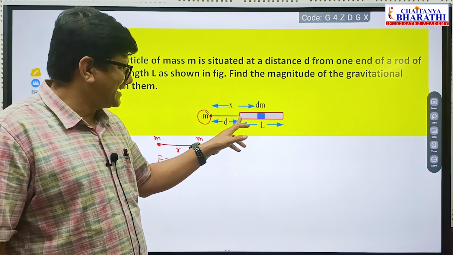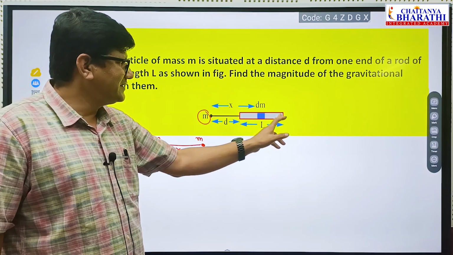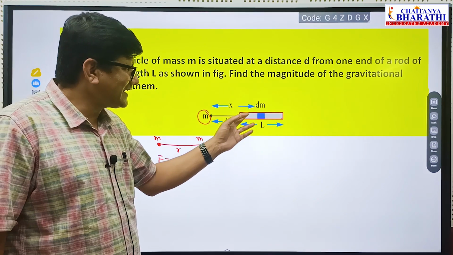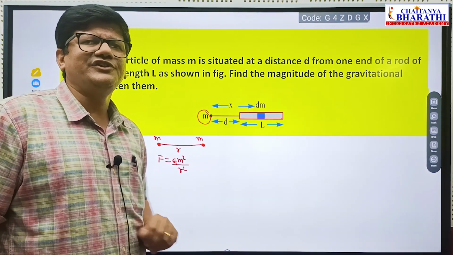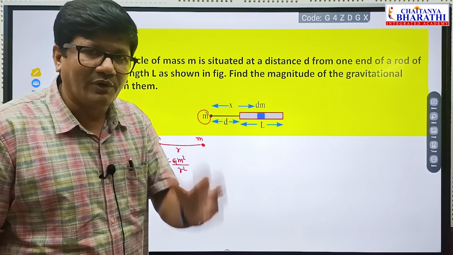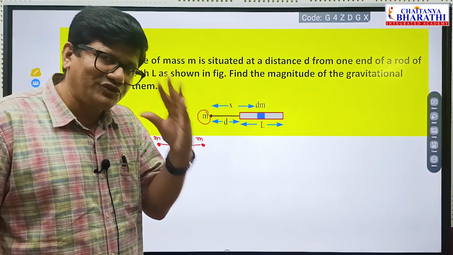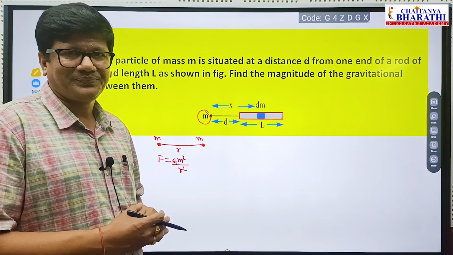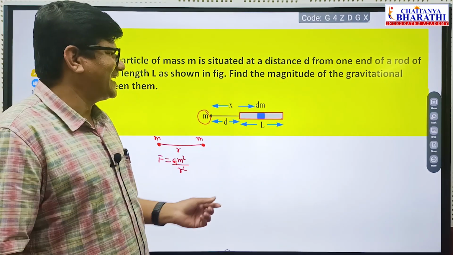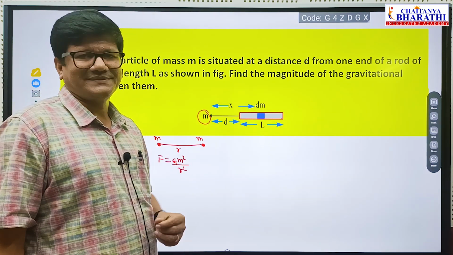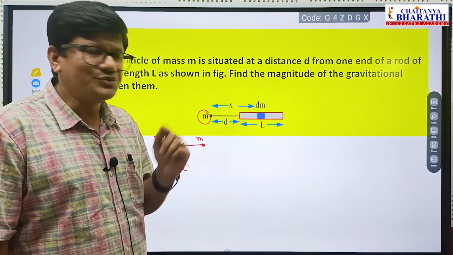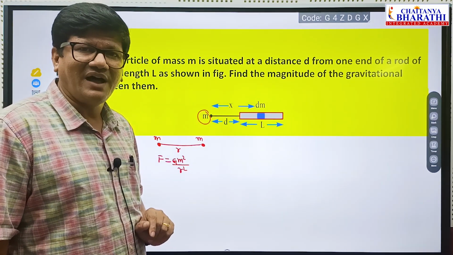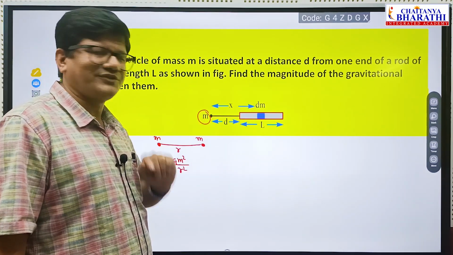If you take this end mass, the distance is very less. This end mass, the distance is more, it becomes d plus L. So these types of bodies are called continuous distributed mass bodies. In those situations, what can we do? How do we calculate the force? For that, we can select a small element. Due to that small element, we calculate the force.